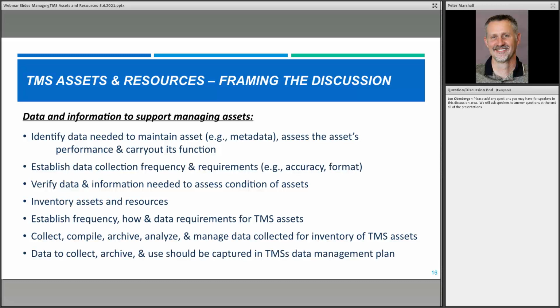methodology to collect it. Verify which data and information is needed to assess condition of the assets, and then undertake a complete inventory of assets and resources, and at the same time establish the collection frequency and methodology for updating that inventory. And then collect, compile, archive, analyze, and manage that data from the inventory. And finally, all that collected data, the use of it, the storage, and the archiving, all those procedures should be captured in the TMS's data management plan.